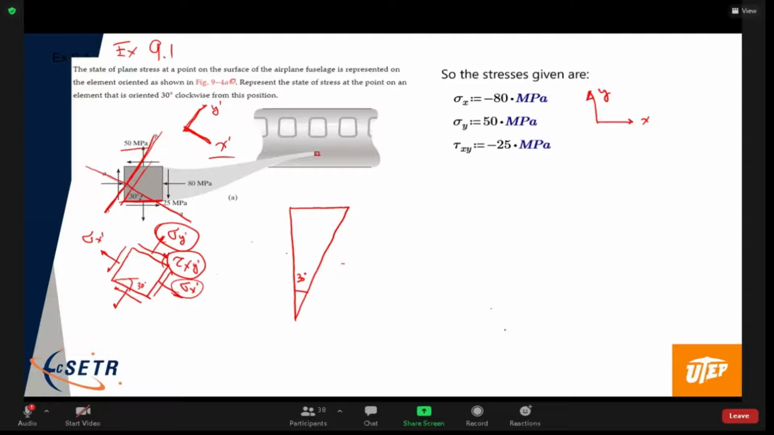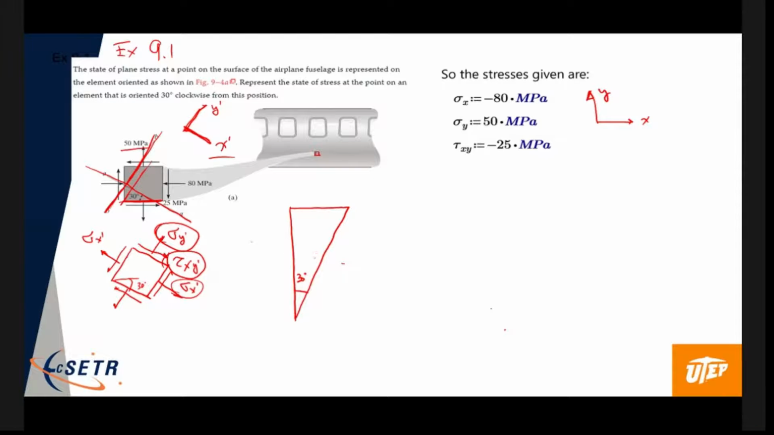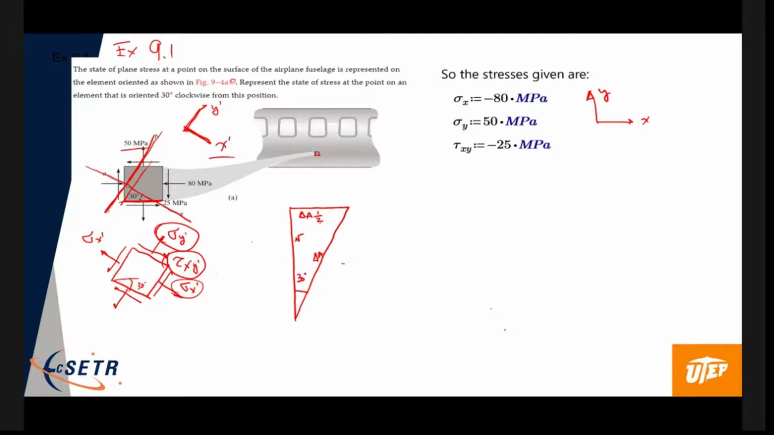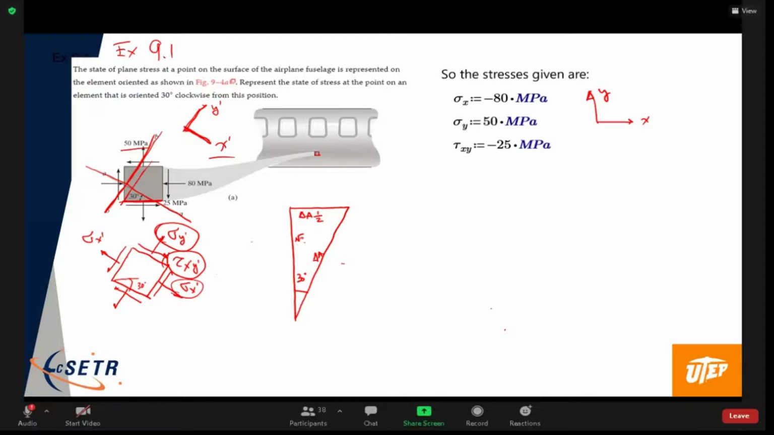This is still delta A. This face here is delta A cosine 30, or 1/2 delta A. And this is, I'm sorry, sine 30, which is 1/2 delta A. It's what I wrote, not what I said. And this face is cosine 30, or rad 3 on 2 delta A.